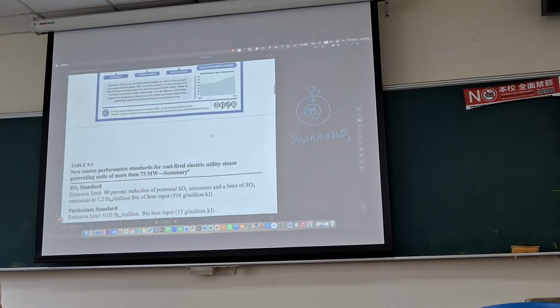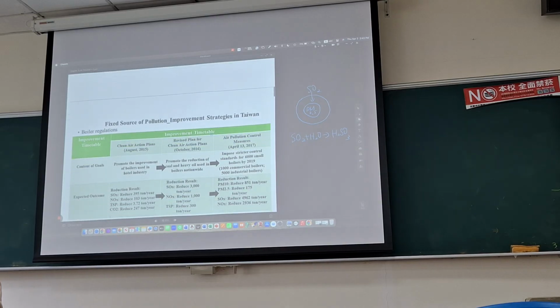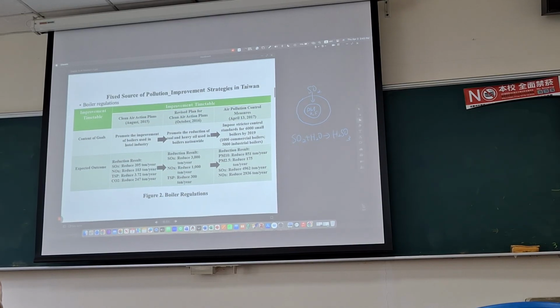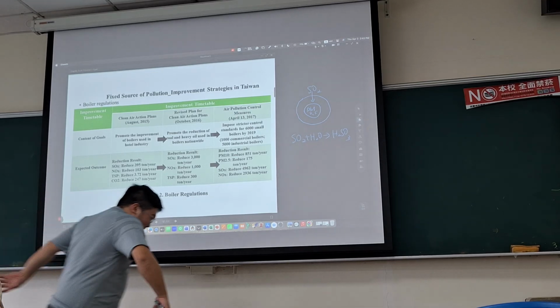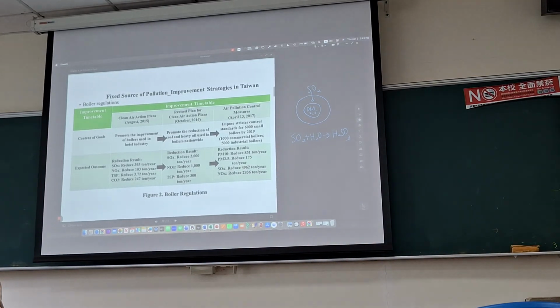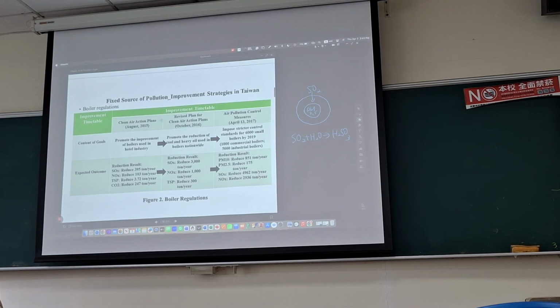I showed you this previously, so I'm not going to go over it. Okay, next I want to show you how the Taiwanese government controls air pollution.